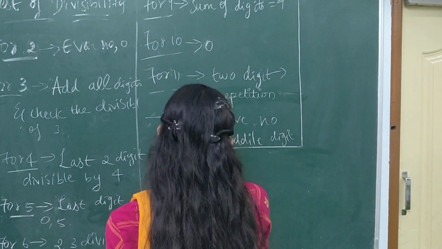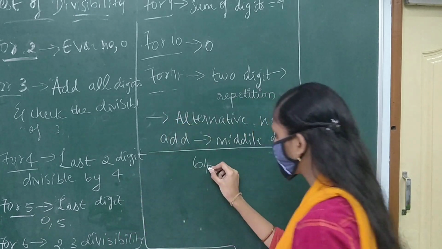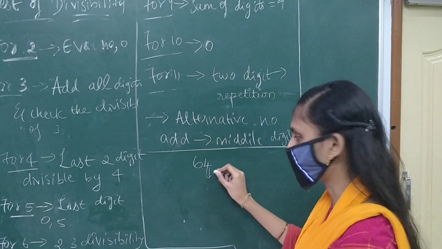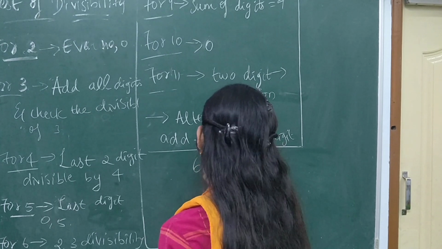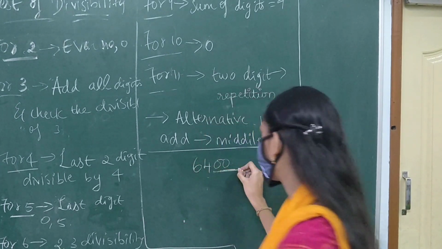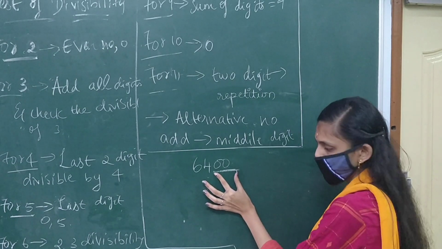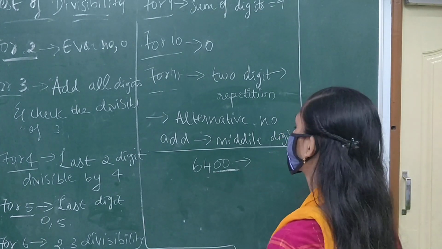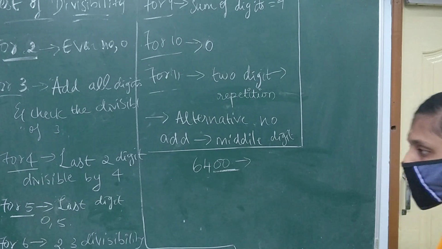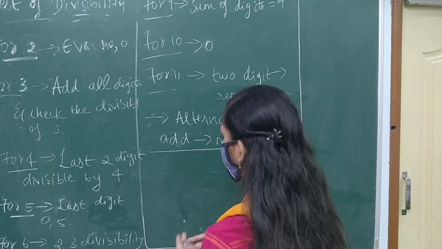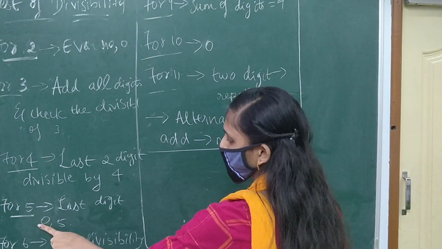Let us take 64. If you see the last two digits, 64, it is divisible by 4. And 6400: if the number contains 2 zeros at the end, it will be divisible by 4. And the test for divisibility of 5: it should end with 0 or 5.